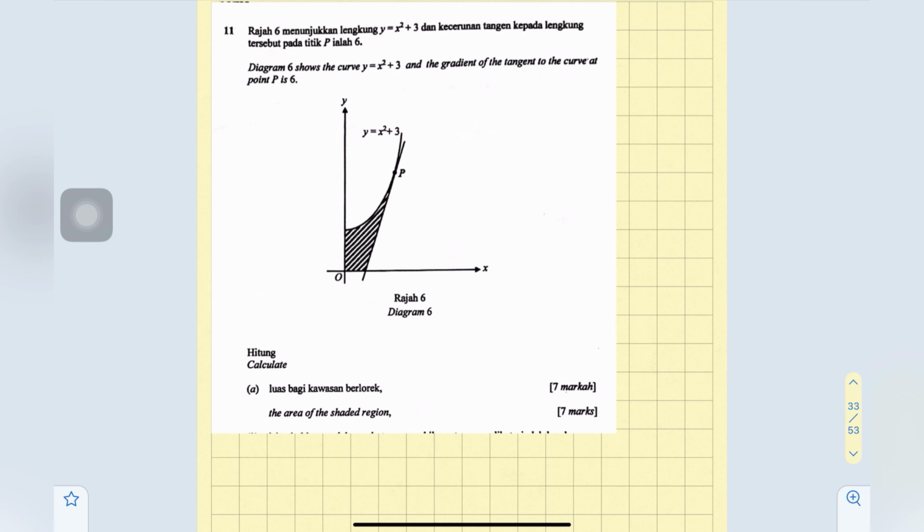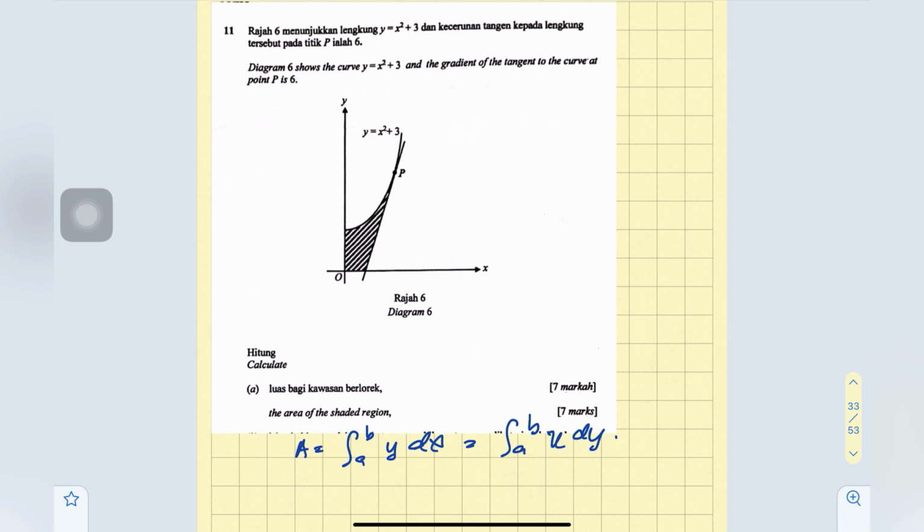Number 11. Diagram 6 shows the curve y equals x squared plus 3 and the gradient of the tangent to the curve at point P is 6. Find the area of the shaded region A. To find the area of the shaded region, we have a formula: A equals the integral of y dx or the integral of x dy.